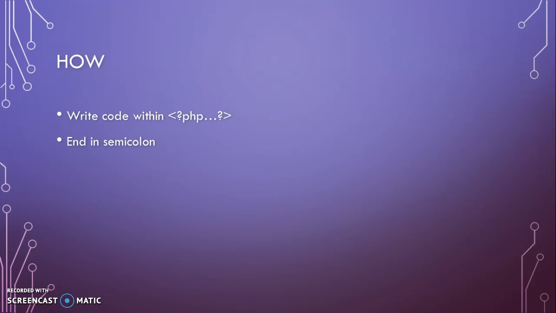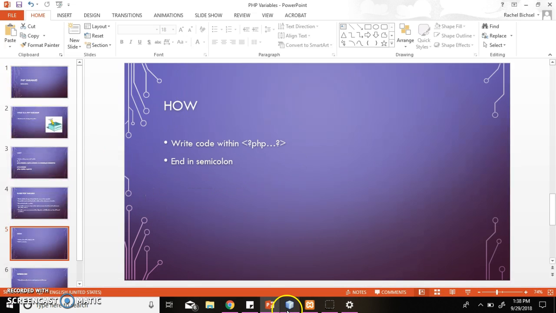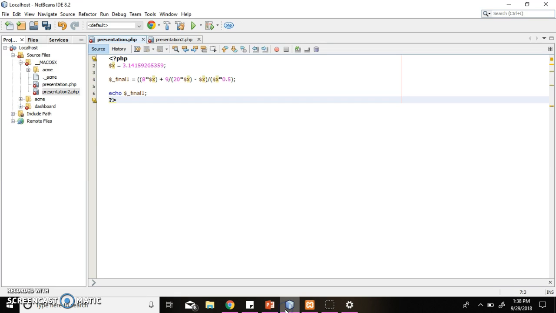With any PHP code, you need to have the code within the less-than sign, question mark, PHP, then you have your code, then you end it with the question mark and then the greater-than sign. And when you are writing your variable, each line, for example, you write your variable like $x equals pi, that number, and you need to end it with a semicolon. So let's look at some examples of this.